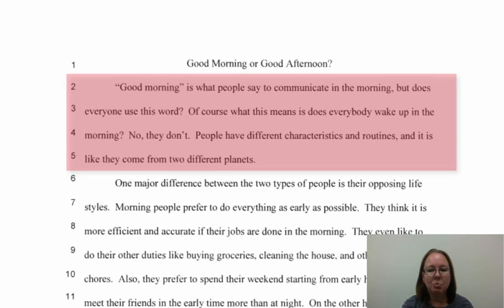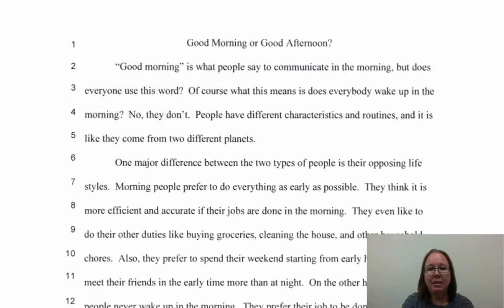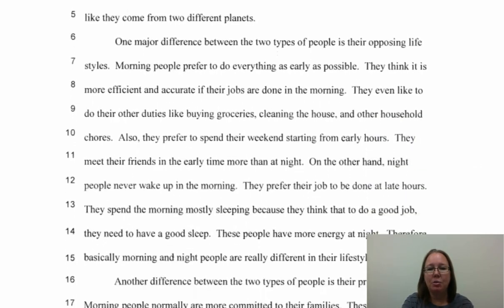Now there is one problem with this topic sentence. We know that the writer is going to be telling us about 2 types of people, but we don't know what those 2 types are. So the writer should be more specific in the thesis statement. But let's read on and see if we can figure out what those 2 people are, those 2 types of people.